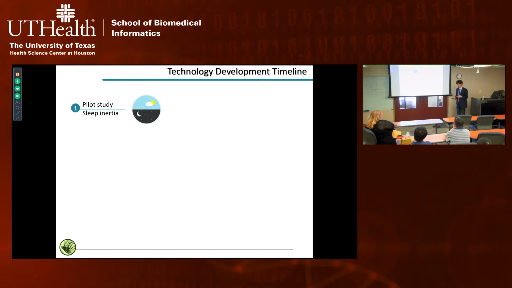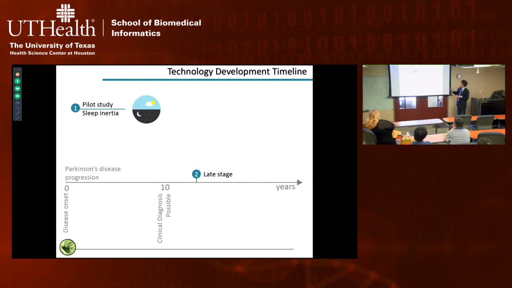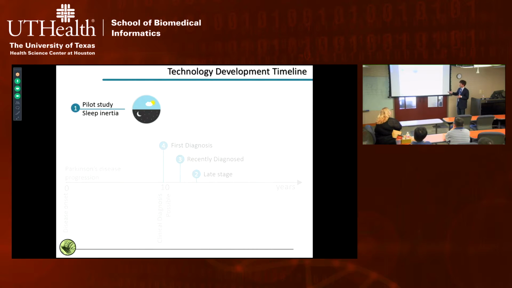I will show what the results are, but I want also to show what is the technology development timeline. After this, we've proven that, I'll give you a bit of a glimpse into the future representation. We proved that we could do it. So then we moved into testing late-stage patients. Then we moved to recently diagnosed patients, and then a study on the very, very first diagnosis. So we are going towards this direction of the Parkinson's disease progression. But let's concentrate for a second on the pilot study with the sleep inertia.